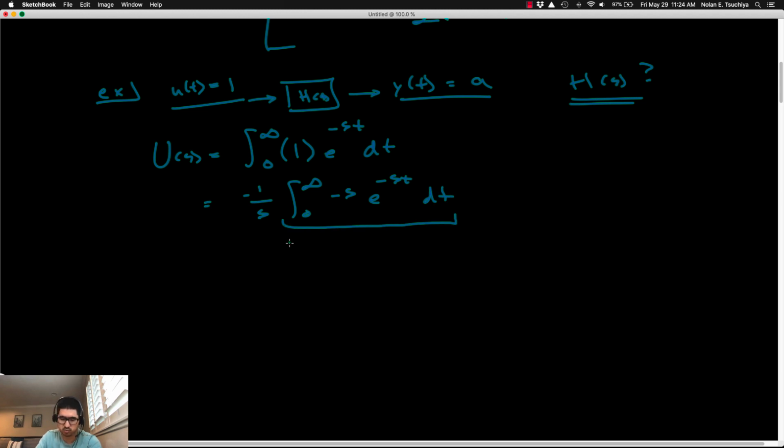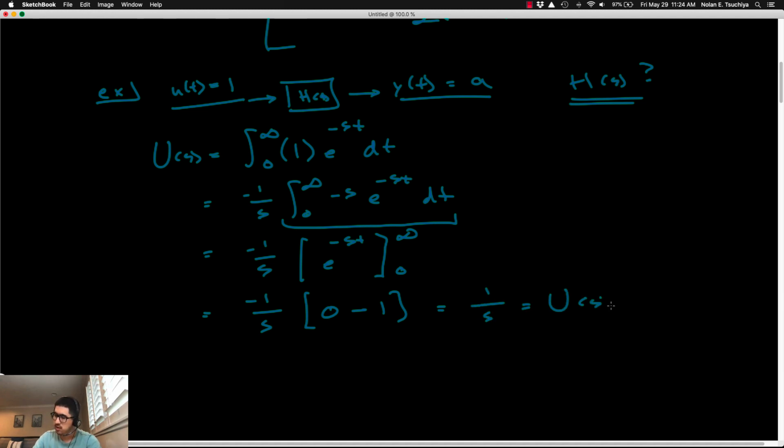Now taking this integral is relatively straightforward. It's basically just e to the minus st. We've got e to the minus st, and we've got the limits of integration on the outside here. And all of this boils down to minus 1 over s. E to the negative infinity, that's 0, minus e to the 0, that's 1. So we get a negative 1 here, and we basically get that big U of s is equal to 1 over s. Okay, that is for essentially the most basic time function that exists, a constant value of time.